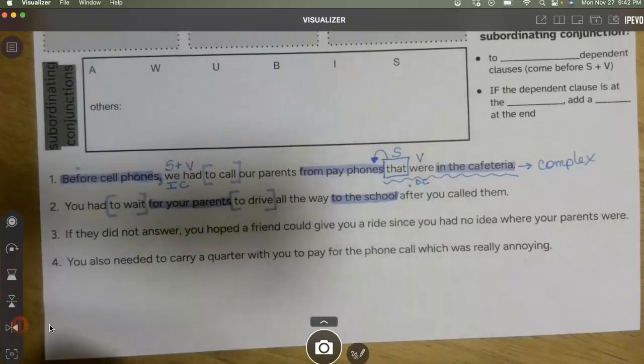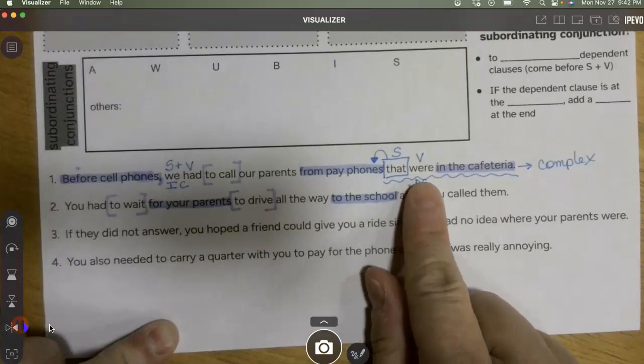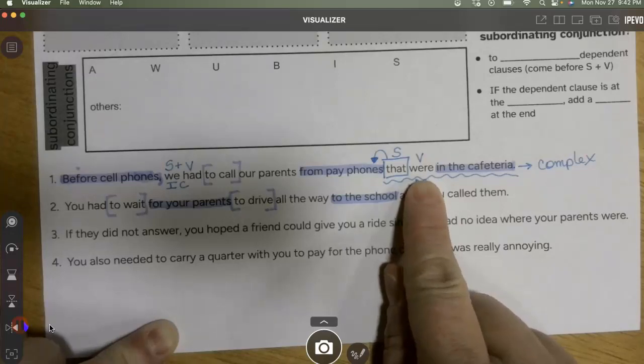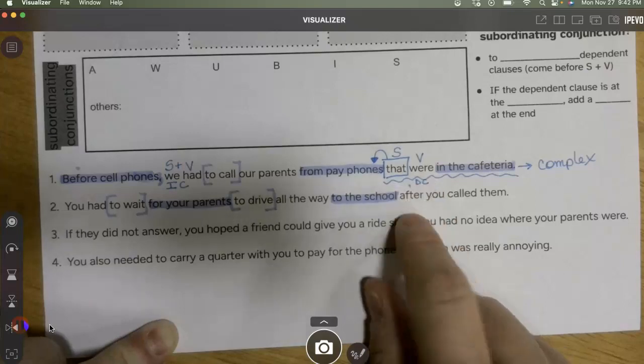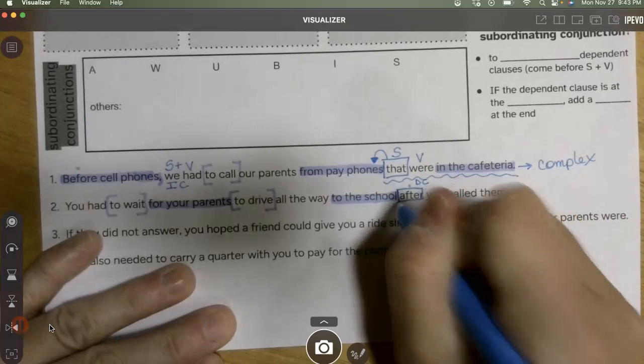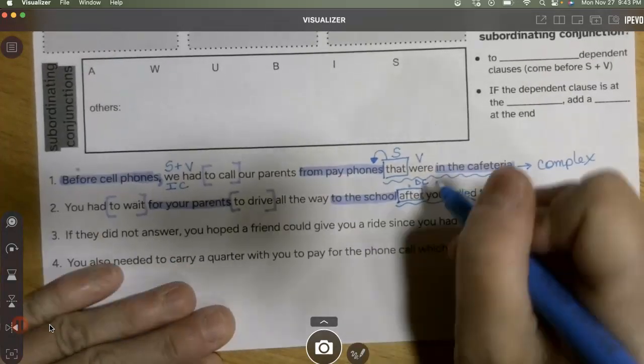After is one of those that we have to watch out for. So I could say the phrase is "after you." Now, if I take that out of there, the sentence would say, you had to wait for your parents to drive all the way to school, called them. That does not work. So I know that after is being used as a subordinating conjunction, after you called them.